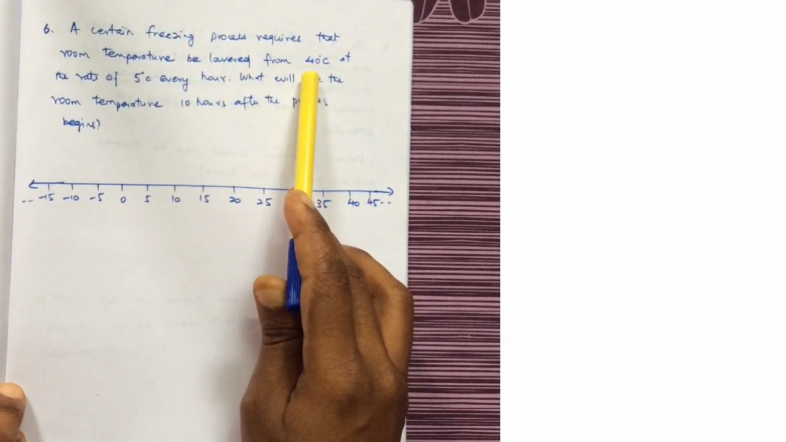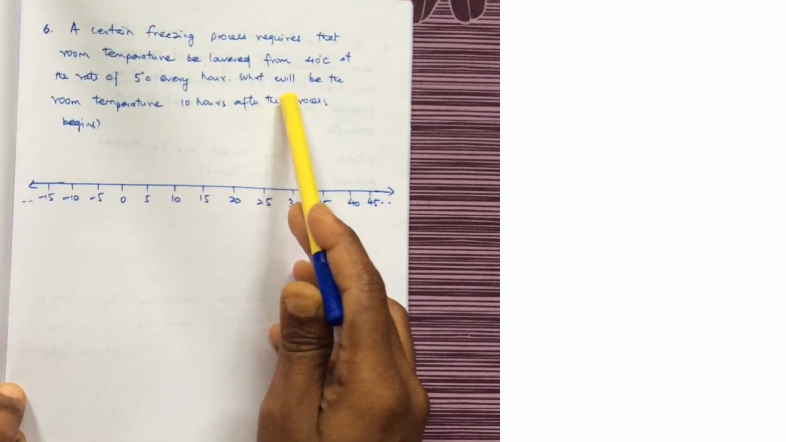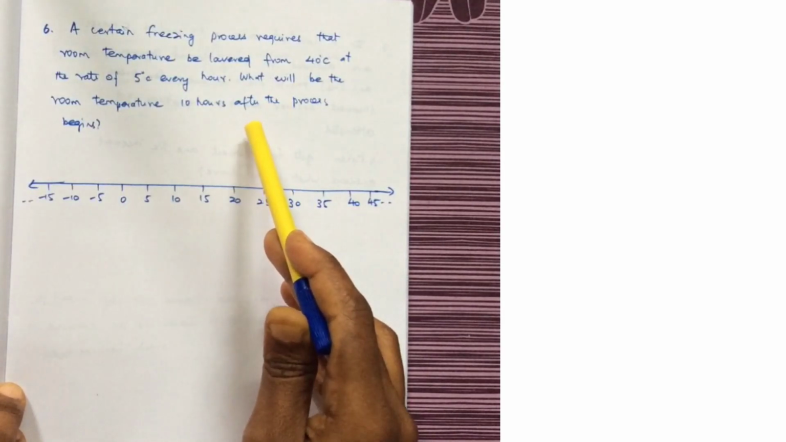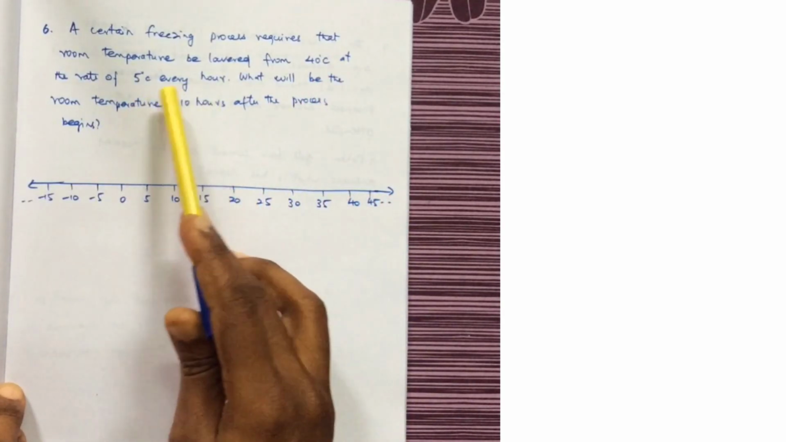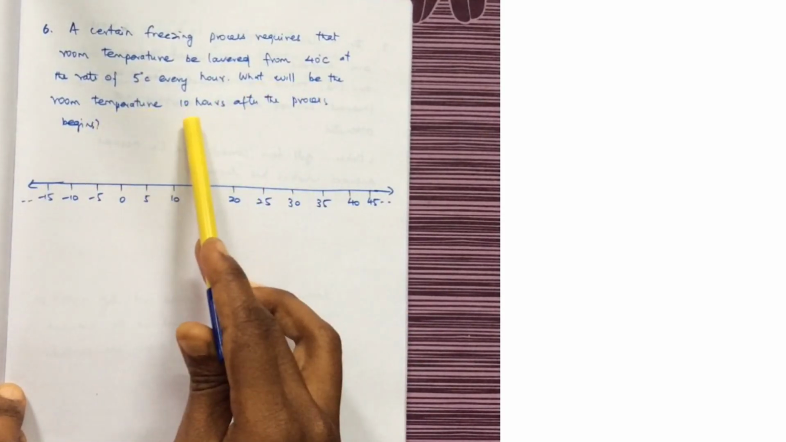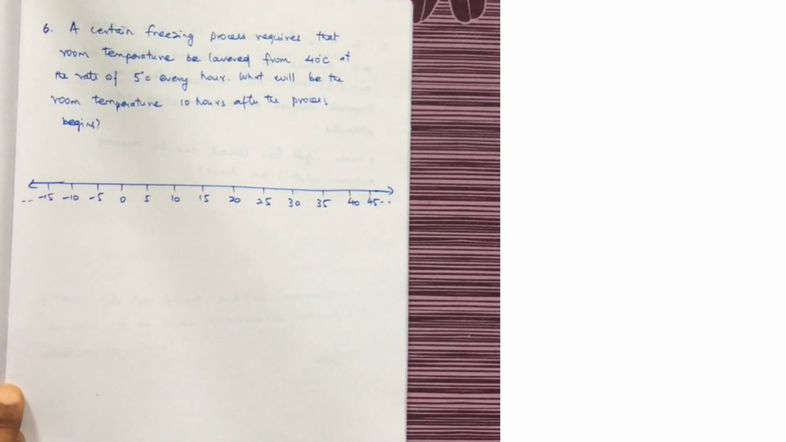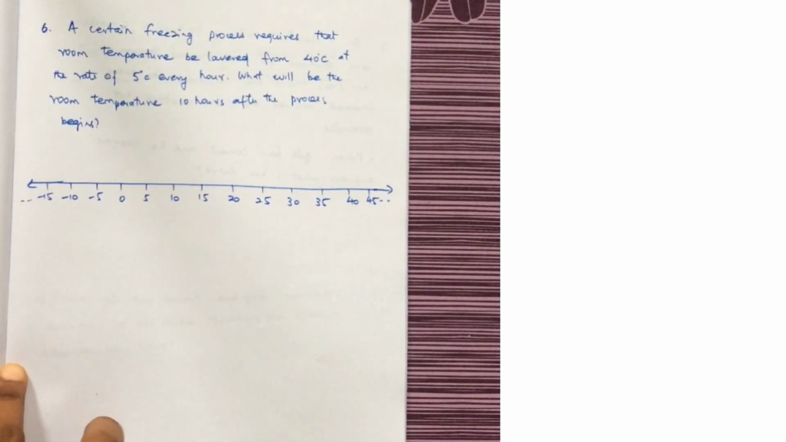So suppose it is 40, after 1 hour the temperature is 35. After 2 hours the temperature is 30. Like that, for every hour it is decreasing by 5 degrees Celsius. What will be the room temperature after 10 hours? For understanding, I am solving by using a number line.